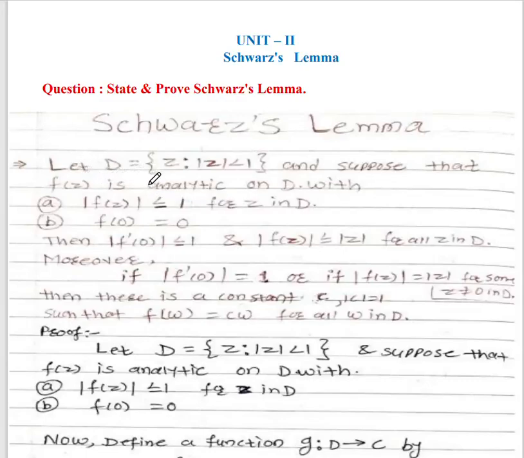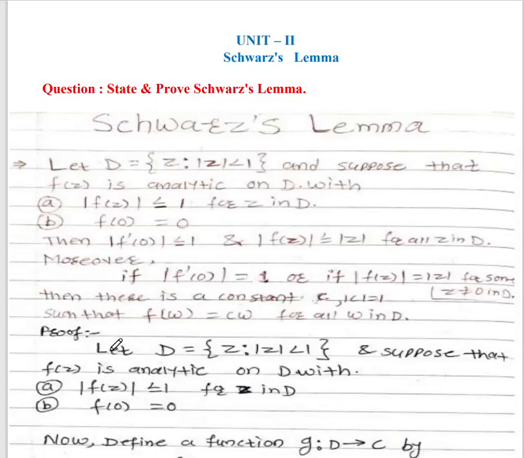Let D equal to the set of z such that mod z less than 1, and suppose that f of z is analytic on the region D with, first, mod f of z less than or equal to 1 for z in D; second, f of 0 equal to 0. Then we have to prove that mod f dash of 0 less than or equal to 1, and mod f of z less than or equal to mod z for all values of z in D.